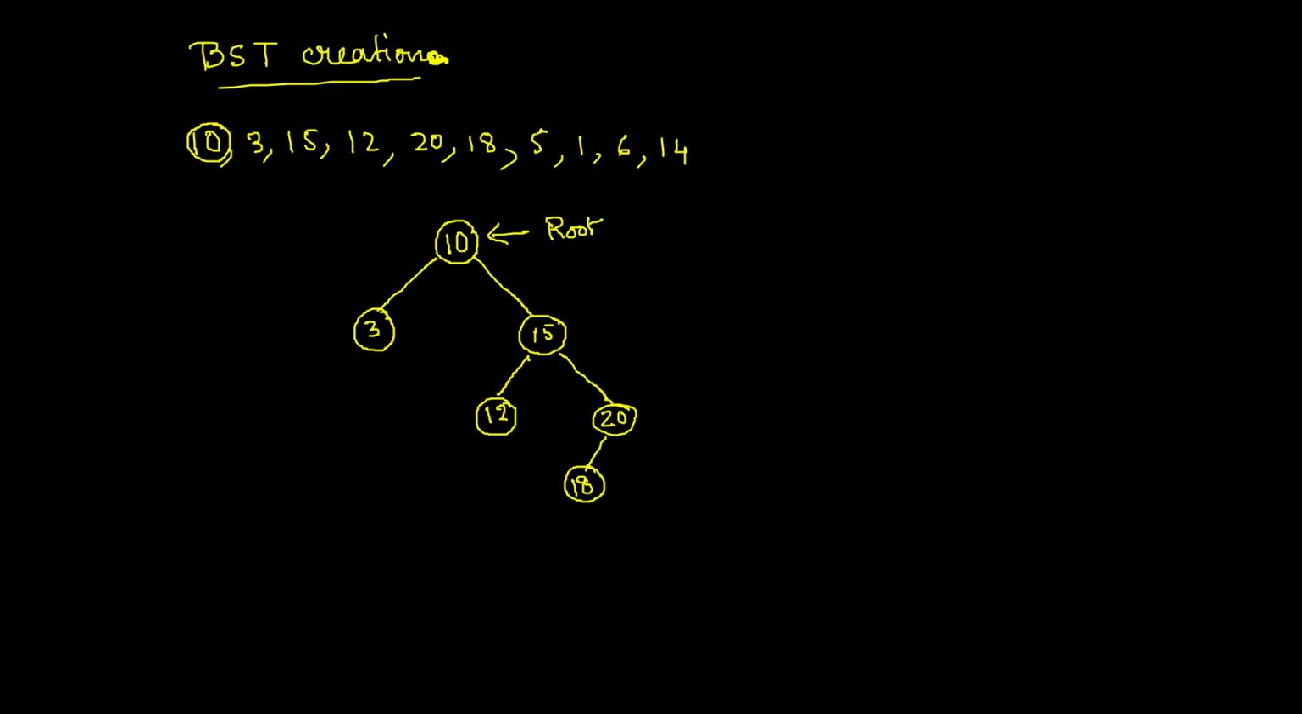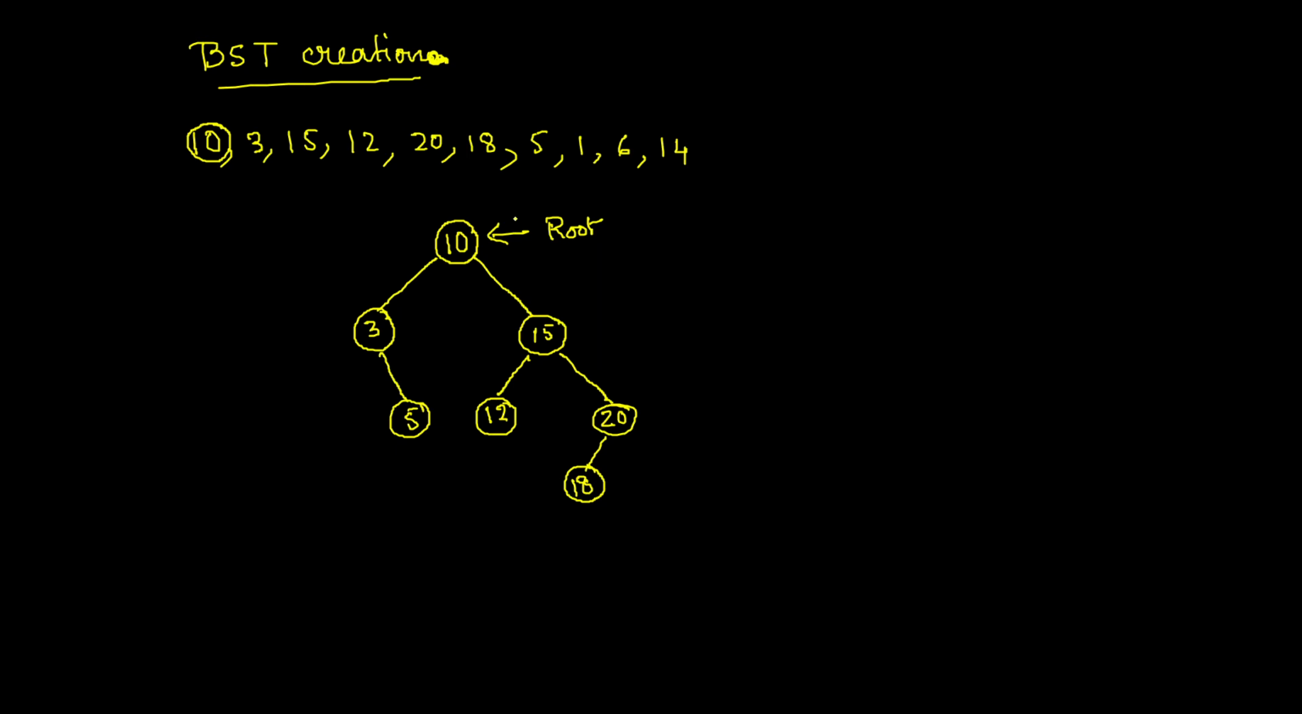Similarly, if you go for 5, you see 5 is lesser than 10. So 5 should be in the left subtree of 10. The left subtree already contains a root, that is 3. So that's why you come to the left first. I will get 3, 5 with 3. We can see that 5 is basically greater than 3. So 5 should be the right subtree of 3, and the right subtree of 3 is blank. So I can now connect 5 over here.